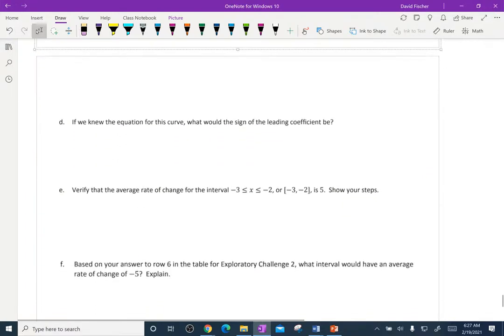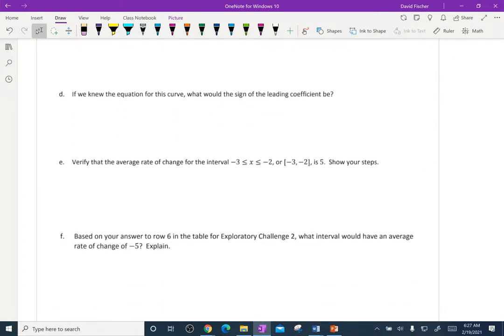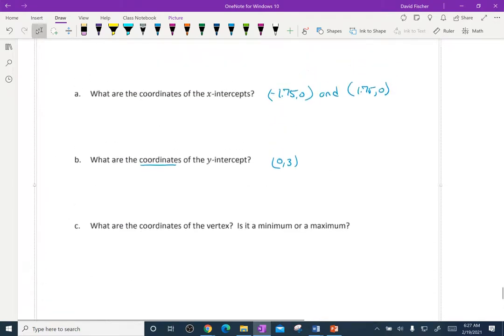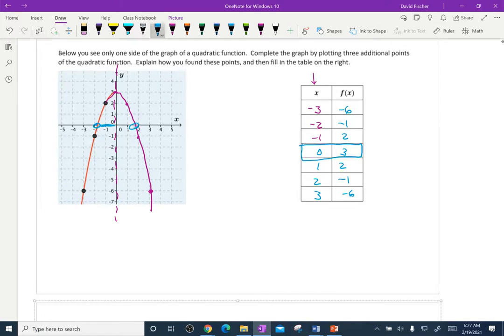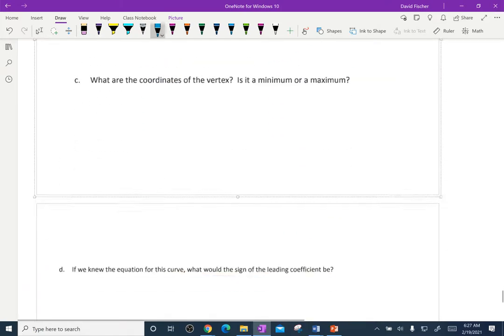Is it a maximum or minimum? If we knew the equation for the curve, what sign would be the leading coefficient? So they didn't give us the equation. So that gets back to what would my leading coefficient be if my graph is going this way.